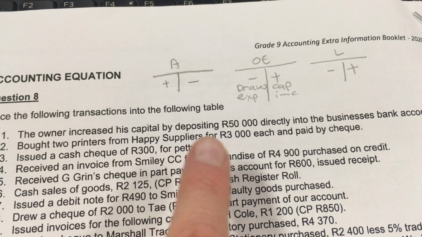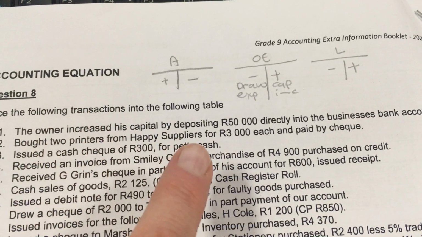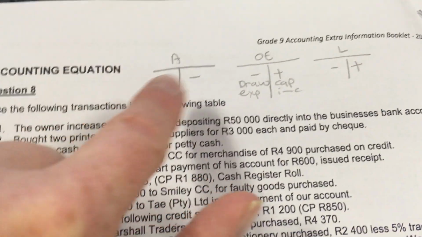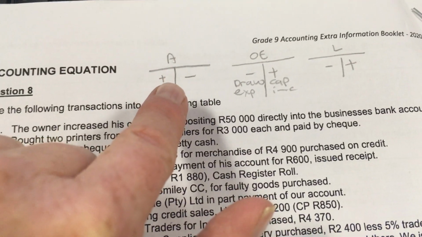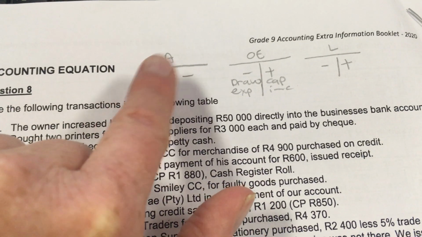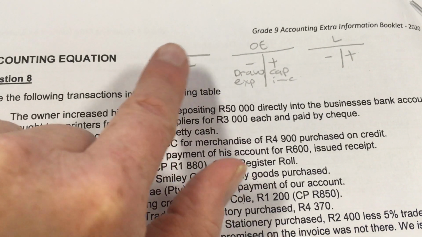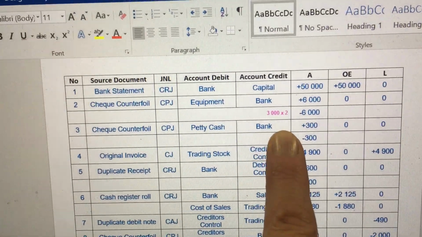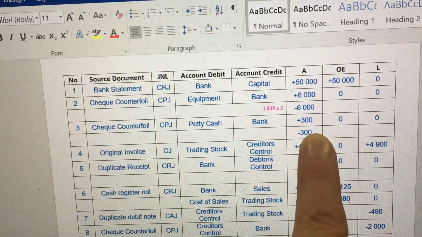So bank's involved and petty cash. Once again, they are both assets. Okay. Now what is happening to bank? We are taking money out of bank to increase petty cash. So my bank account is decreasing. Bank is an asset. Assets decrease on the credit side. So I'm going to credit bank, and it's a minus because it's decreasing.